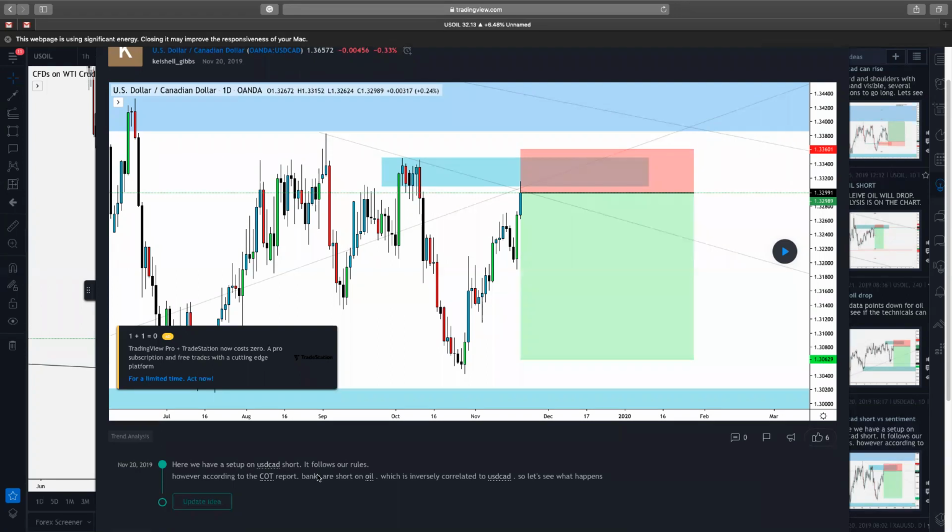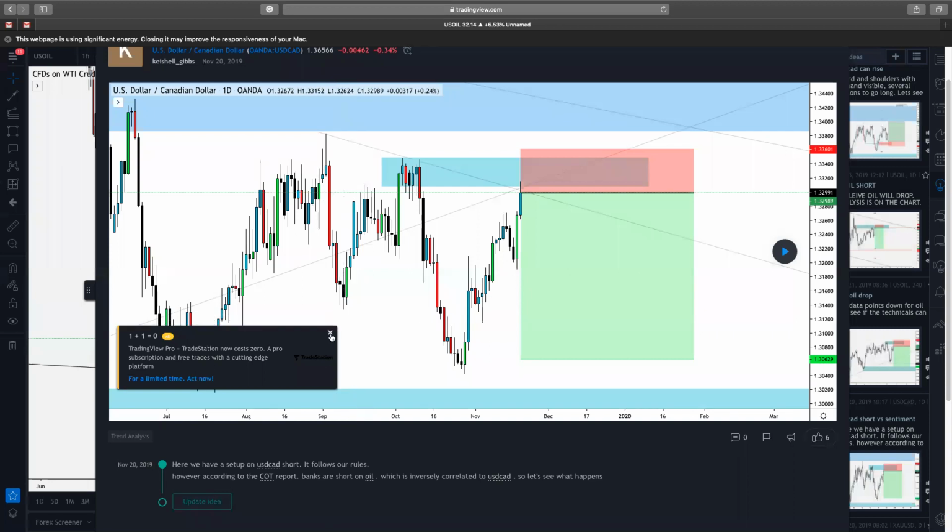CAD, right? So, in the rules of supply and demand, you don't take anything else into consideration but supply and demand. So you don't take news into consideration. You don't take what's going on in the world into consideration. You only take the patterns on the chart, right?